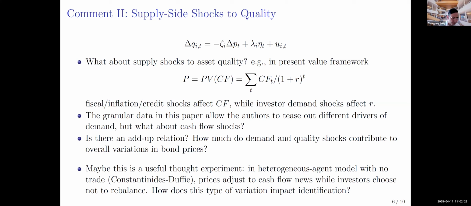So I wonder, because this is more concrete to think about, if the authors can do their decomposition in a model like that, because I think that's a very simple and tractable model, and tell us how to think about these different components, cash flow, discount rate, rebalancing, in this framework. So I think that might be a way of interpreting exactly what type of variation is driving identification and what type of variation is driving the decomposition results.